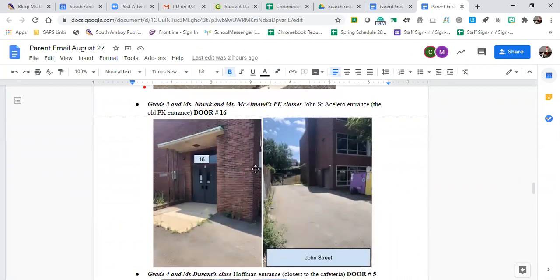Grade 3 and Miss Novak and Miss McAlmon's pre-K classes, they're going to be on John Street. It is the old pre-K entrance. For those of us who have had kids go through this system, this is where the old pre-K entrance was. It's door number 16. There is a driveway kind of up to the door. You can see the clothing bins on the right. It is the eastmost entrance to our school. And that is where grade 3, Miss Novak and Miss McAlmon's class will be. Miss Novak is room 3, Miss McAlmon is room 10.